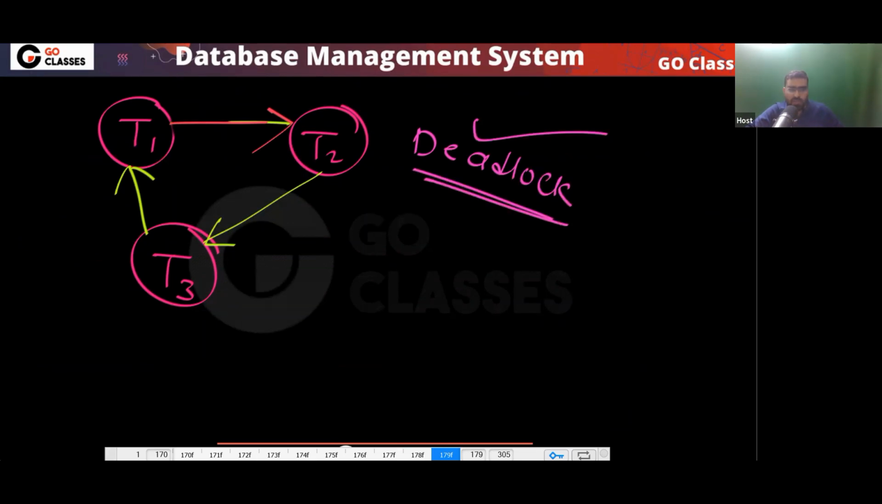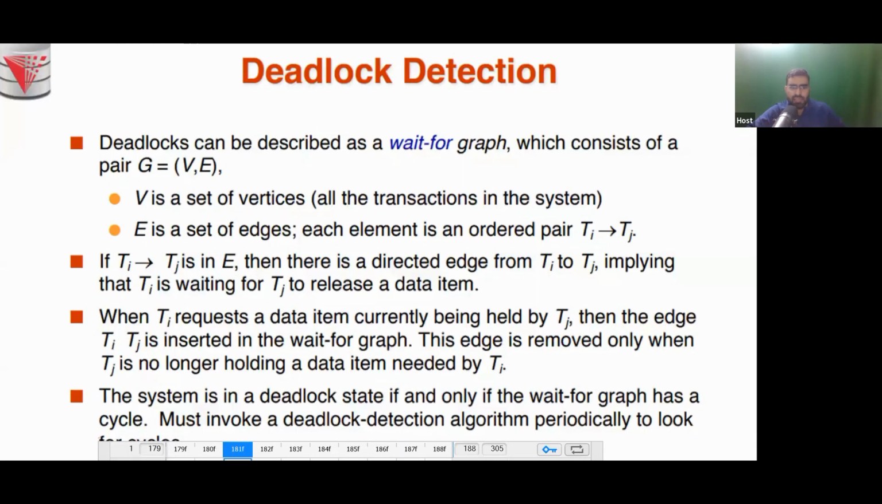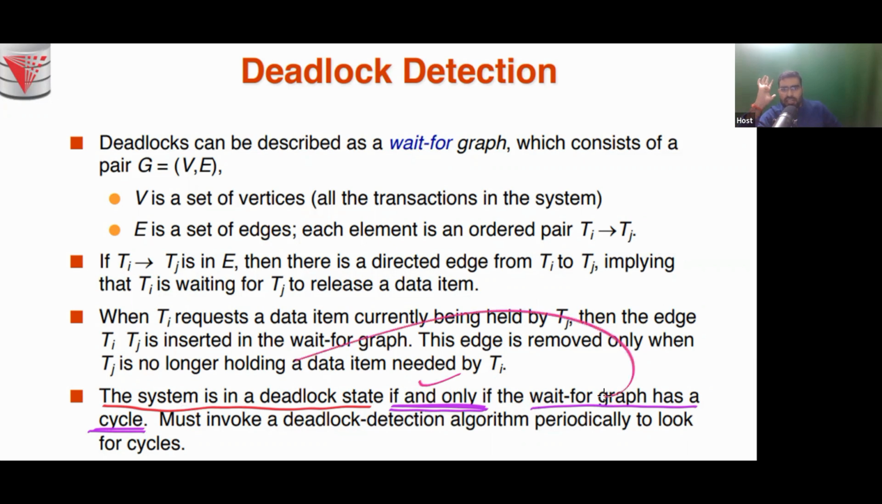So deadlock is possible if and only if the wait for graph has a cycle. This is an if and only if statement, and it is very important. The system is in a deadlock state if and only if the wait for graph has a cycle. It means if you have a cycle, then there will be deadlock. If you have deadlock, then there will be a cycle. So this is your very simple algorithm.